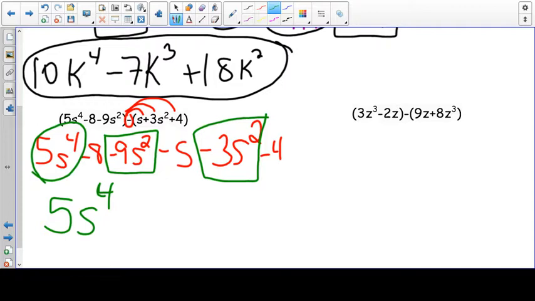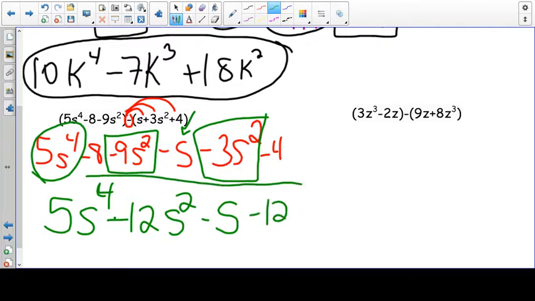So I have negative 9 minus 3, which will give me negative 12. Then I'm going to look for my s's by themselves. And I've just got one, so it's minus s. And then finally my constants, so negative 8 minus 4 gives me a negative 12.